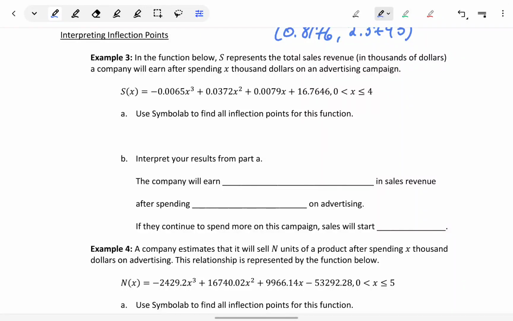One application of inflection points is to find something that's referred to as the point of diminishing returns. We'll take a look at a sales function that represents the total sales revenue in thousands of dollars a company will earn after spending X thousand dollars on an advertising campaign. Find the inflection point and talk about how this relates to the idea of diminishing returns.